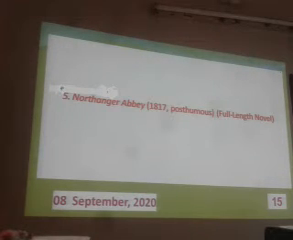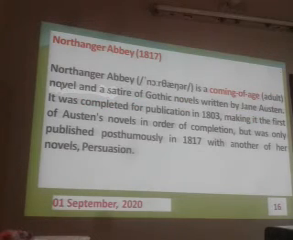Next is the fifth novel, Northanger Abbey, that was written in 1817. It was published after the death of Jane Austen, so that's why we call it posthumous. It is also a full-length novel.